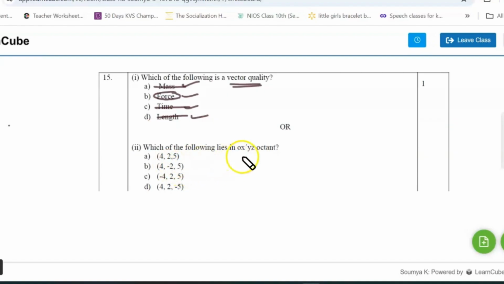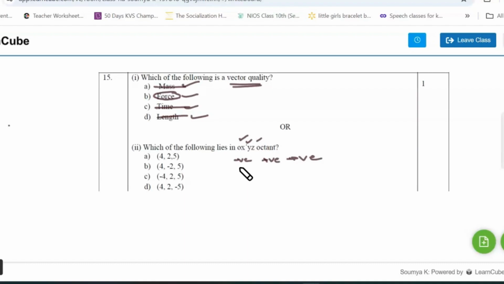Which of the following lies in the O x dash y z octant? Okay, so from here itself we can find the answer. O is the starting point, the origin, so don't worry about that. O x, this is the first quadrant, second and third. So x dash means it is negative. The first value is negative, the other two values will be positive. So you can check the options accordingly.